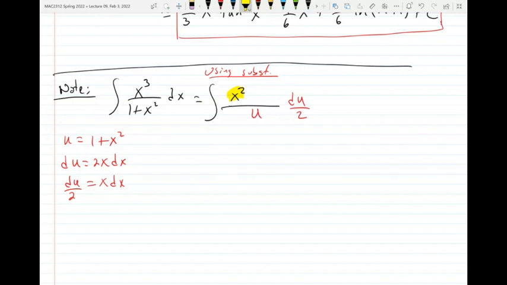What do we do with x squared? Well, if u is equal to 1 plus x squared, it follows that x squared equals u minus 1. So then I write here u minus 1. Did you understand this?